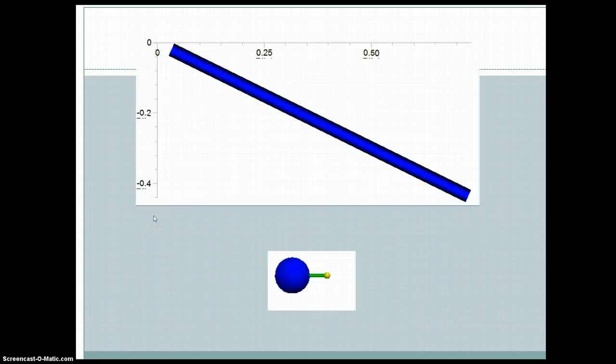So when we run the model, it gives us a nice downward sloping graph for my GPA slowly decreasing, and the ball moving in the negative x-axis direction.